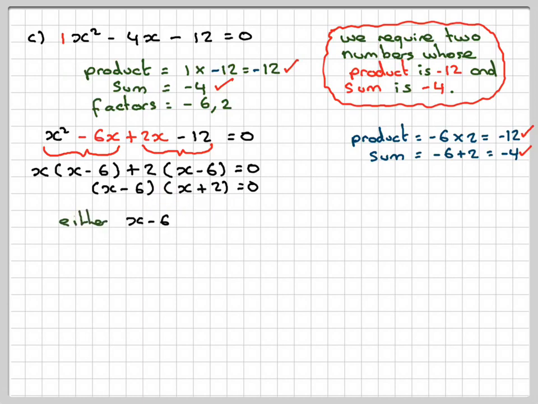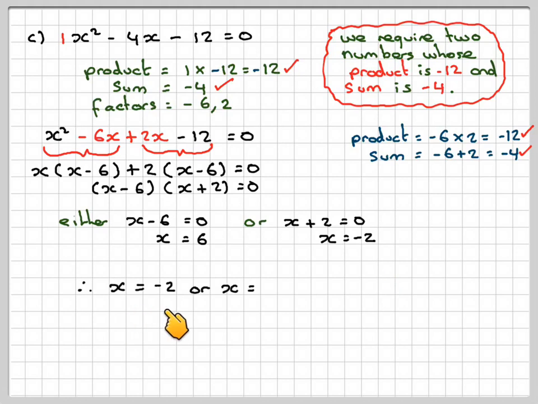So now we can say either x minus 6 is equal to 0, adding 6 to both sides, we get that x is 6, or x plus 2 is equal to 0, taking 2 from both sides, we get x is minus 2. So the solutions are x is equal to minus 2, or x is equal to 6. Just to go back a little bit, it doesn't matter which way round you write these two, and again in here it doesn't matter which way round you write these two.